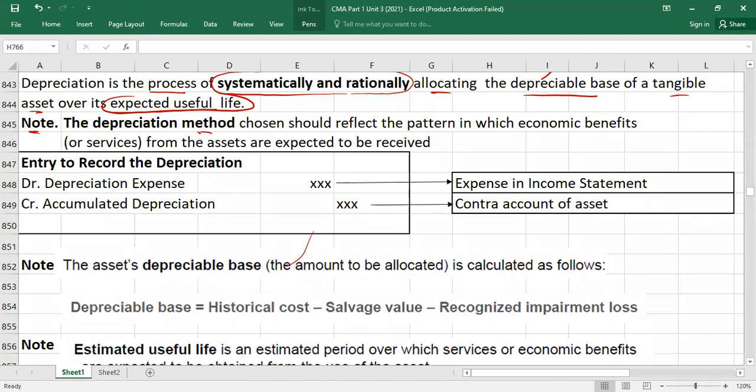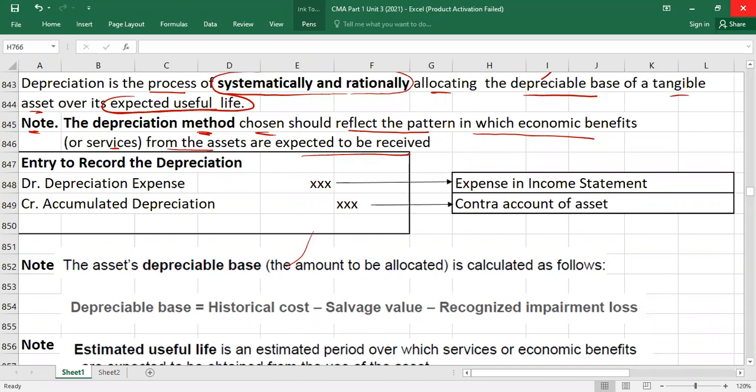The depreciation method chosen should reflect the pattern in which the economic benefit or services from the assets are expected to be received. Even though US GAAP gives you relaxation, still you should rationally select the method which will reflect the pattern of benefit consumed. Understood?